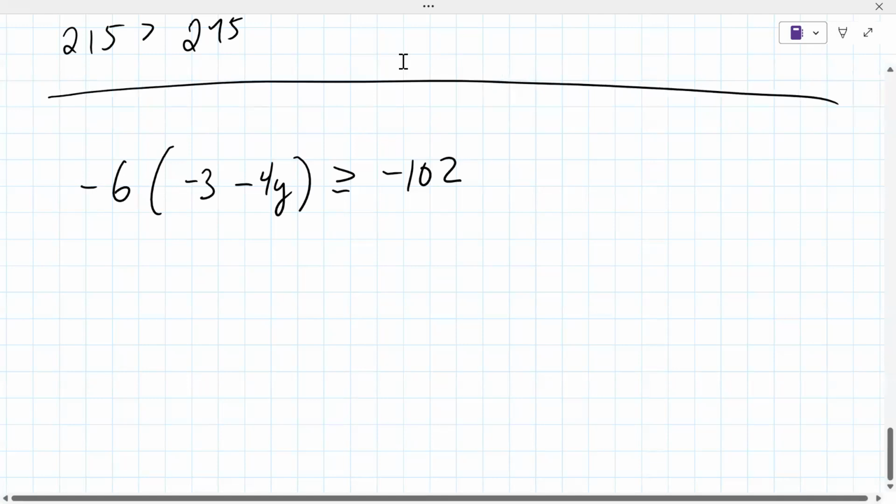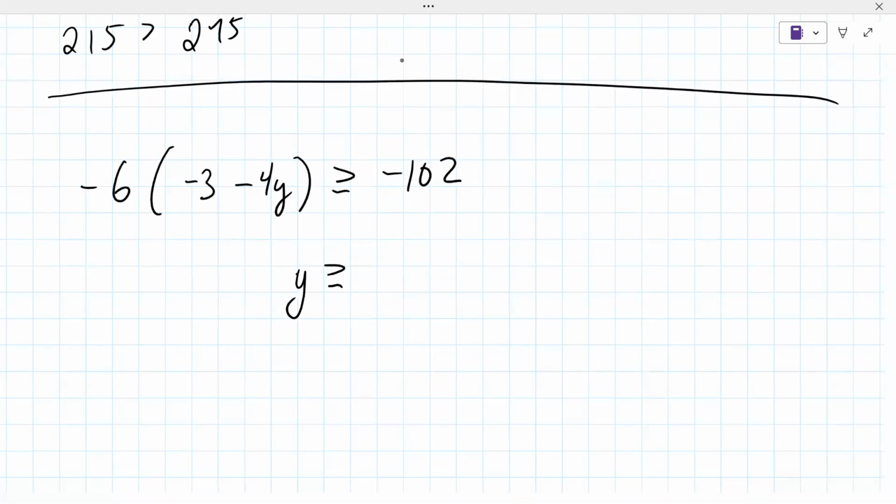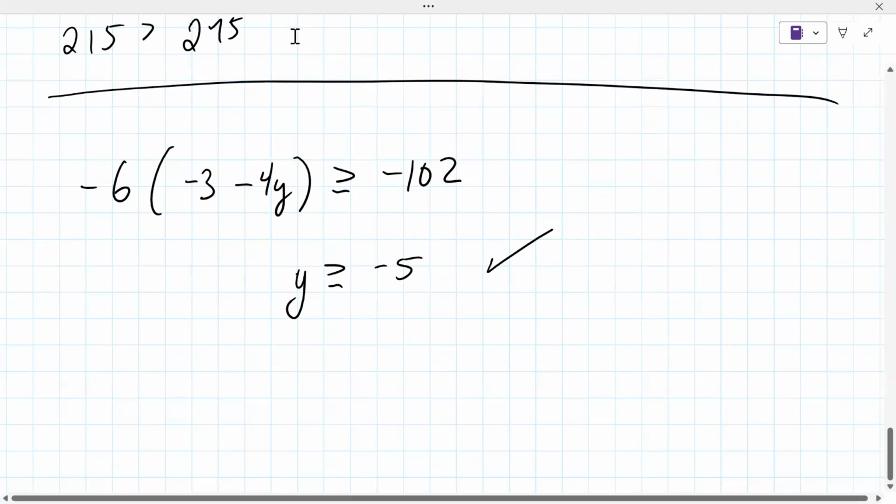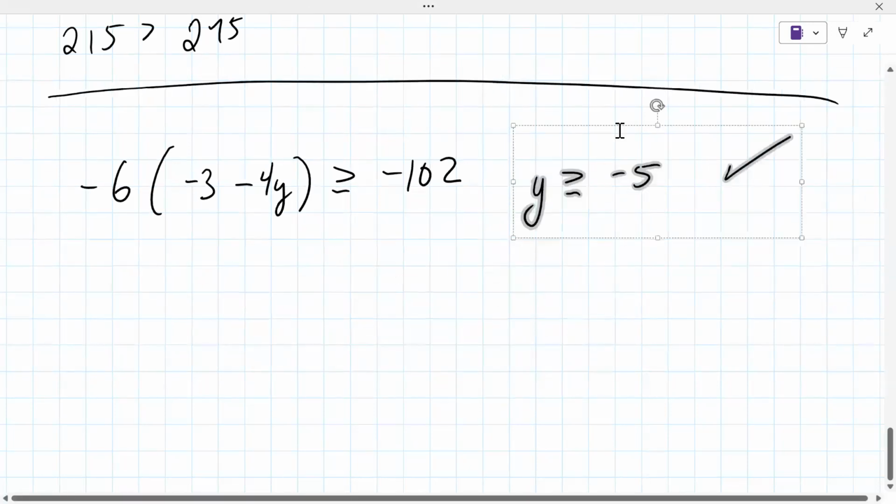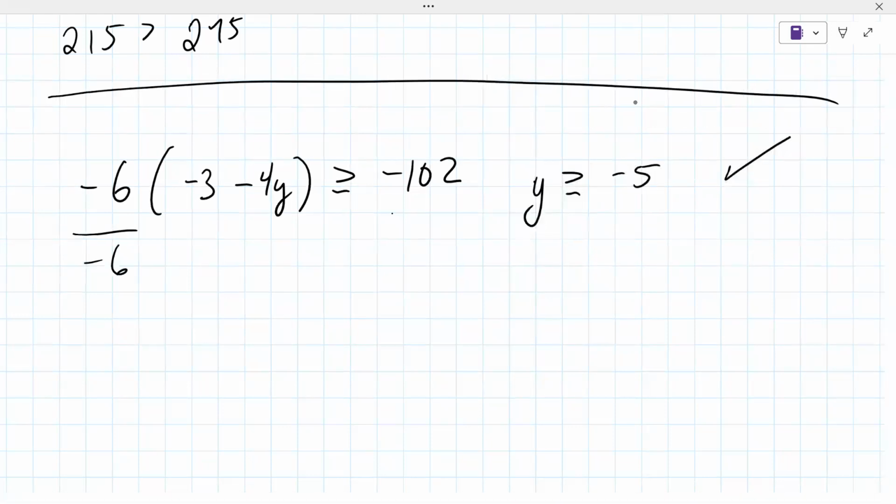Y is greater than or equal to -5. Good. Okay. What I'm confused about is that do you switch the sign there? Yeah, you actually switch it twice. That's what I'm gonna ask you. So when you divide by -6, you switch it, so it becomes less than or equal to, which is what did you get here?